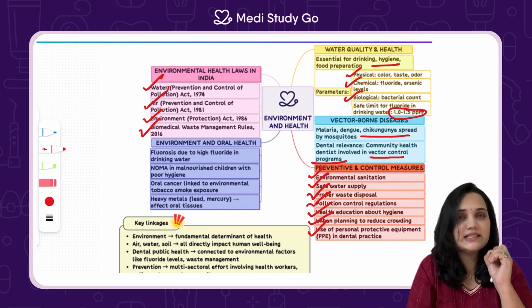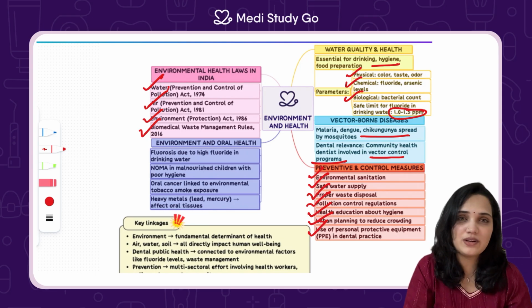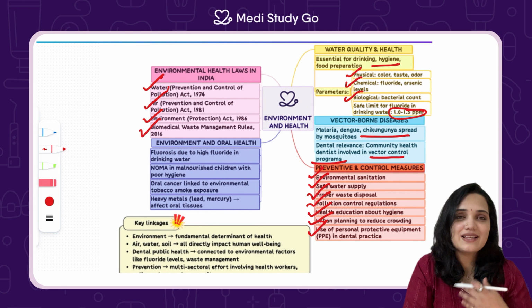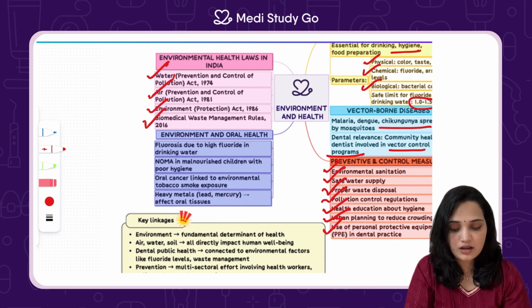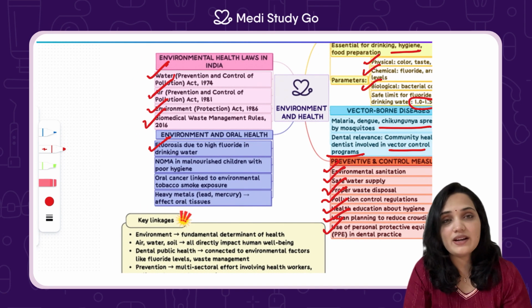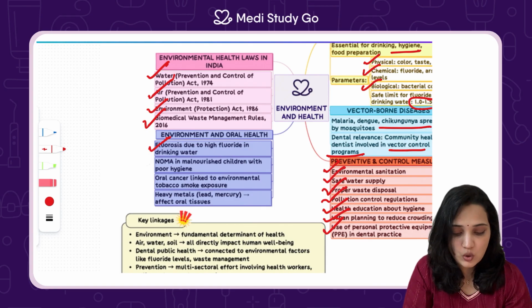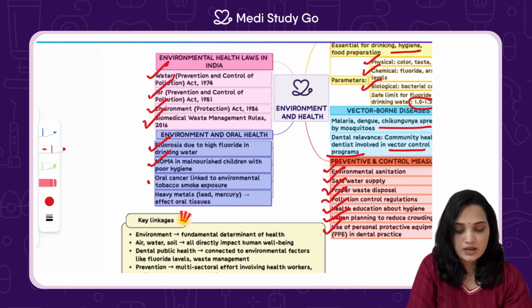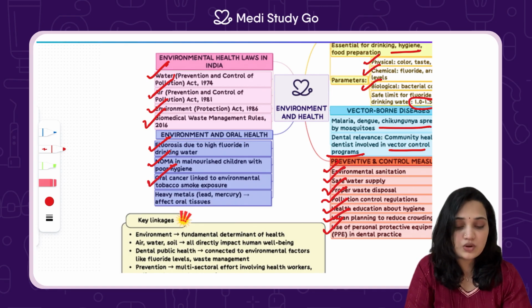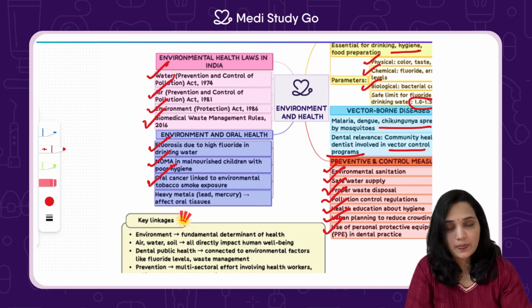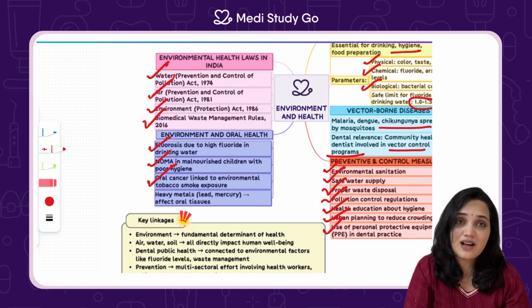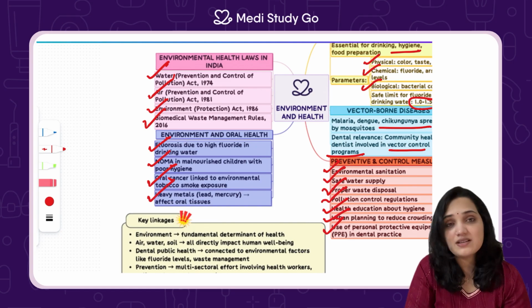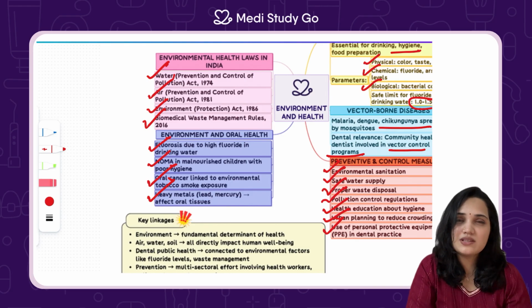Now let's see in a little more detail how the environment is linked to oral health. Some examples are fluorosis, which is due to high fluoride in drinking water, and noma, which occurs in malnourished children with poor hygiene. Then oral cancer is linked to exposure to tobacco smoke and environmental carcinogens. There are also heavy metals like lead and mercury which affect the oral tissues. So environmental exposures can significantly influence our oral diseases.